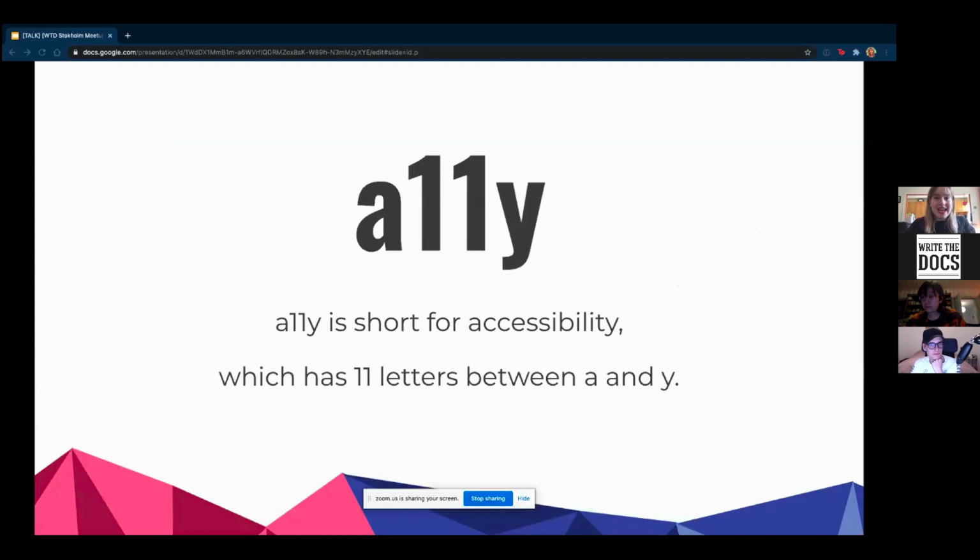Quick note, in case you haven't seen this acronym before, it's around in the accessibility space. A11Y stands for accessibility because there are 11 letters between A and Y. And it's important to me to say this because I didn't know that. I was in the space and kept seeing it and just thought, oh, that's a cute way to think about accessibility. We're allies. It's more than that.